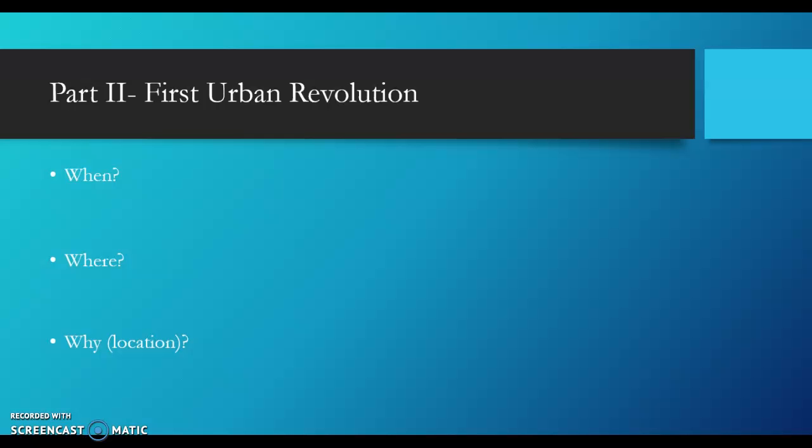We're going to take a look at 3 different revolutions. We're going to answer the questions when, where, and why. Our first urban revolution occurred about 6,700 years ago, or 4,700 before current era. Now, the earliest settlements date back almost 11,000 years, but the first forms that actually reflect a city are about 6,700 years old.